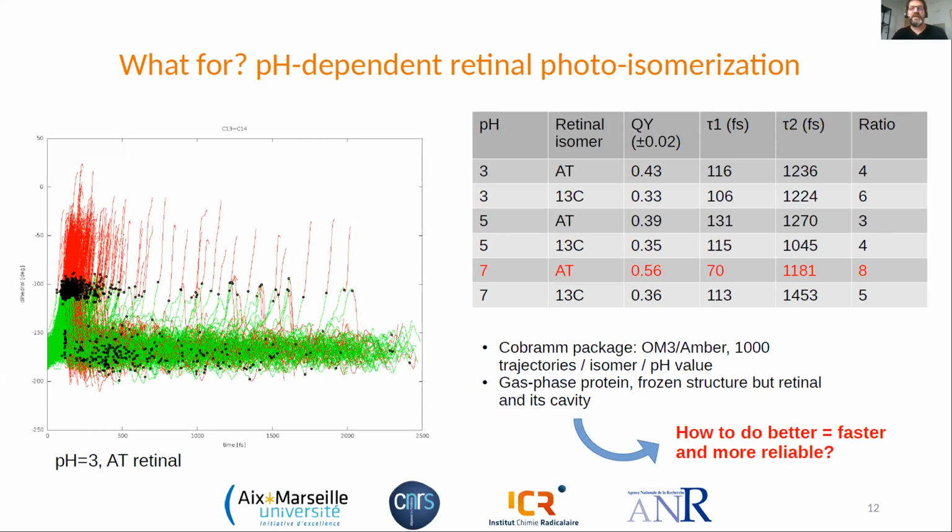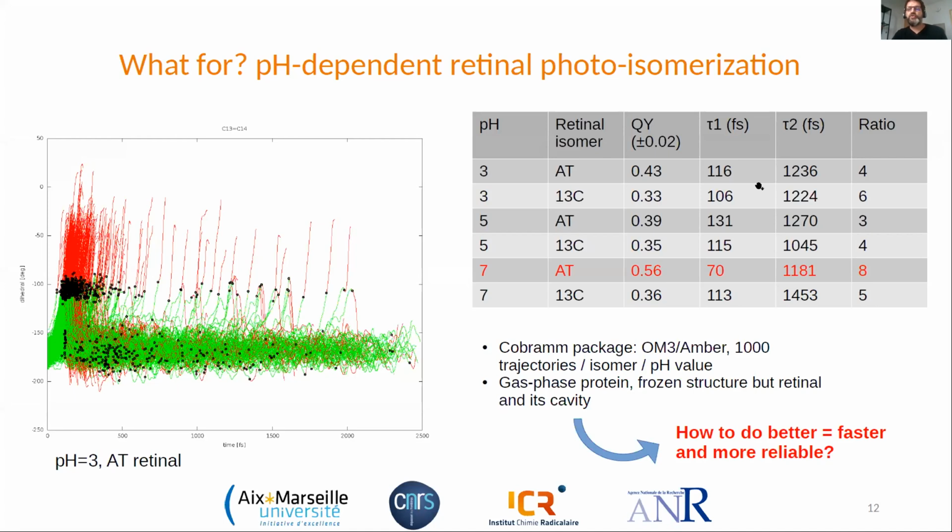So we did that at different pH values for the two isomers, and we obtained these results about the quantum yield of isomerization, and we were also able to model the decay of this system thanks to two exponential functions. So the first one, which is a fast decay, emphasized by the tau1 time constant, and the slower decay pathway, which is characterized by this tau2 time constant.